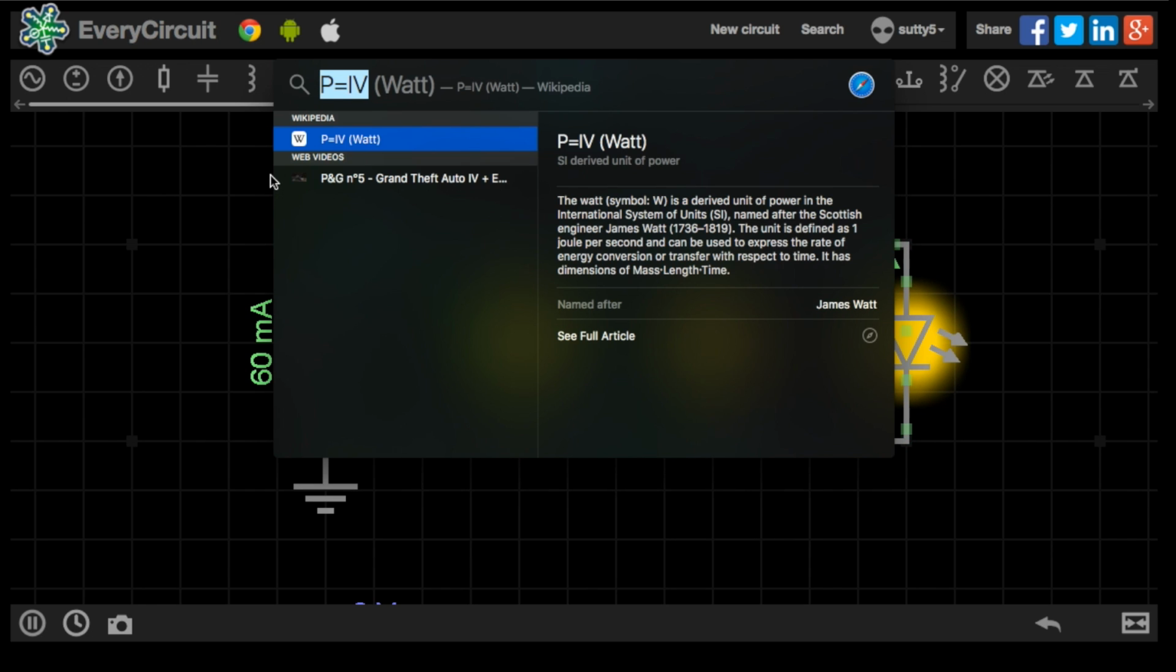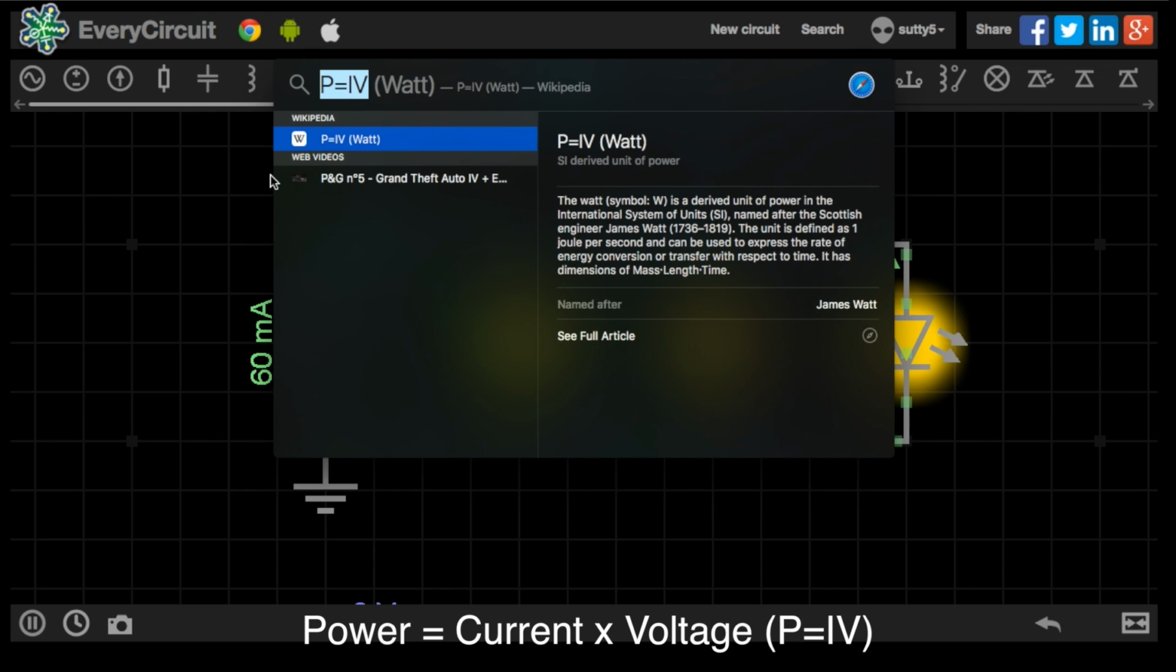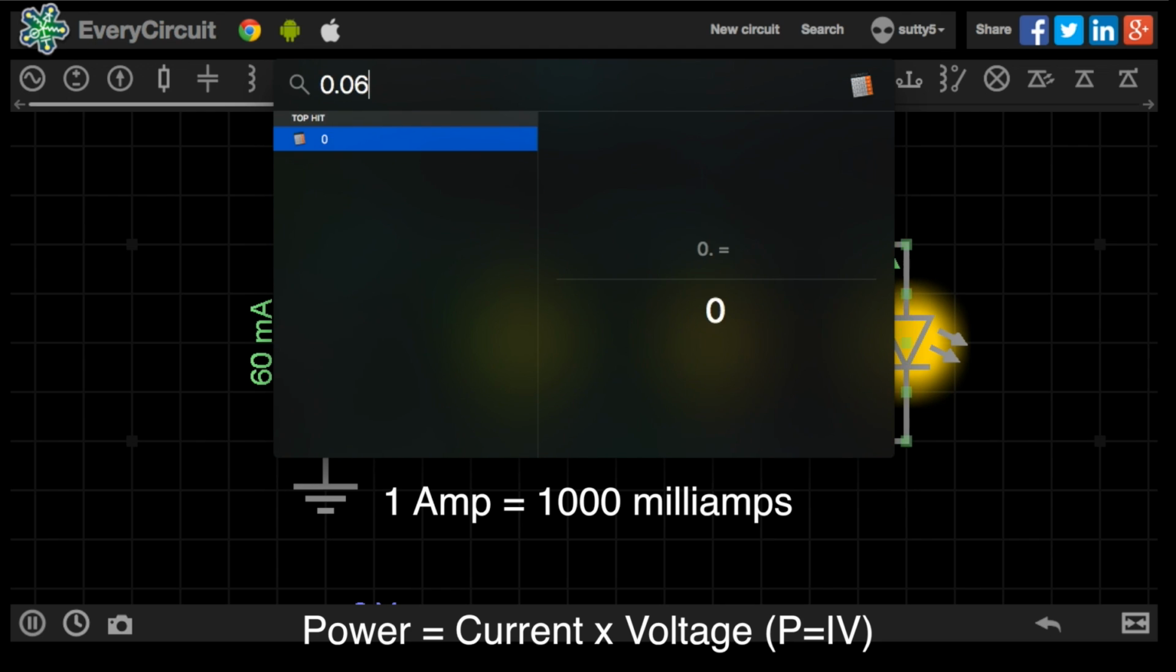There's a simple equation that I can use, and that is P equals IV. All that means is the power in the circuit is equal to I, which means current, times the voltage. So I know the voltage, and I know the current, so the equation is simply this. The current is 60 milliamps, and whenever you're calculating power, you need to be using amps in your calculation. So 60 milliamps means that I would write it as 0.06 amps.